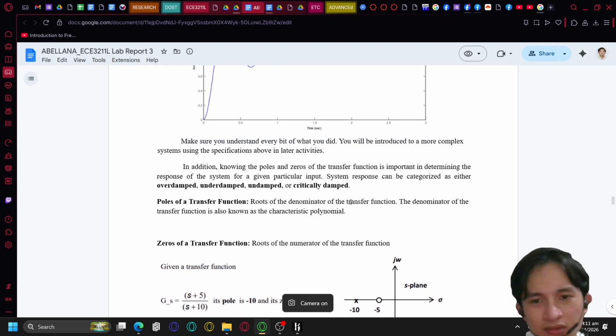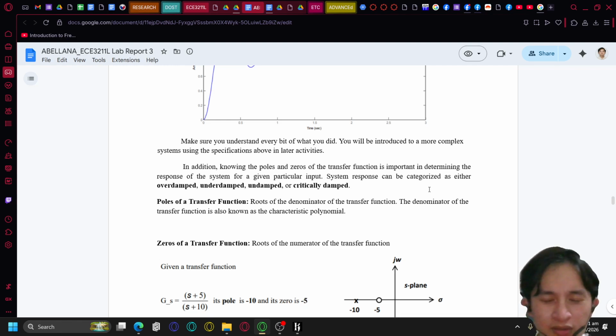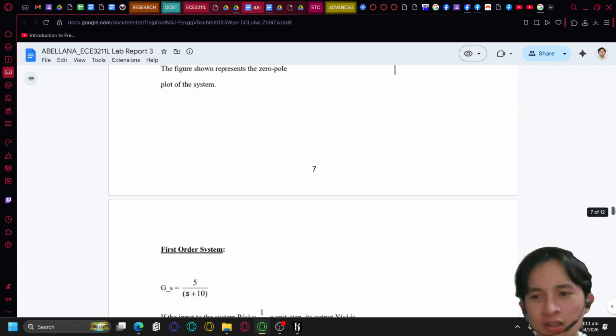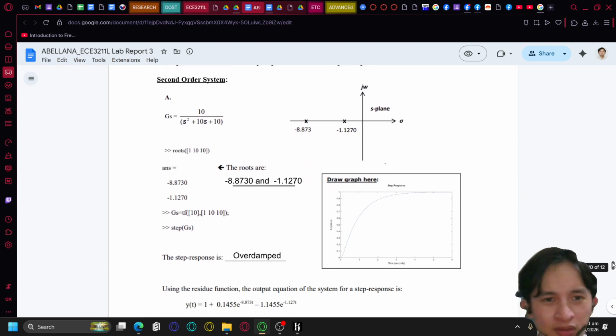There are four system responses I learned in this experiment, categorized as either overdamped, underdamped, undamped, or critically damped, which I'll discuss more here, and we'll use a second order system.